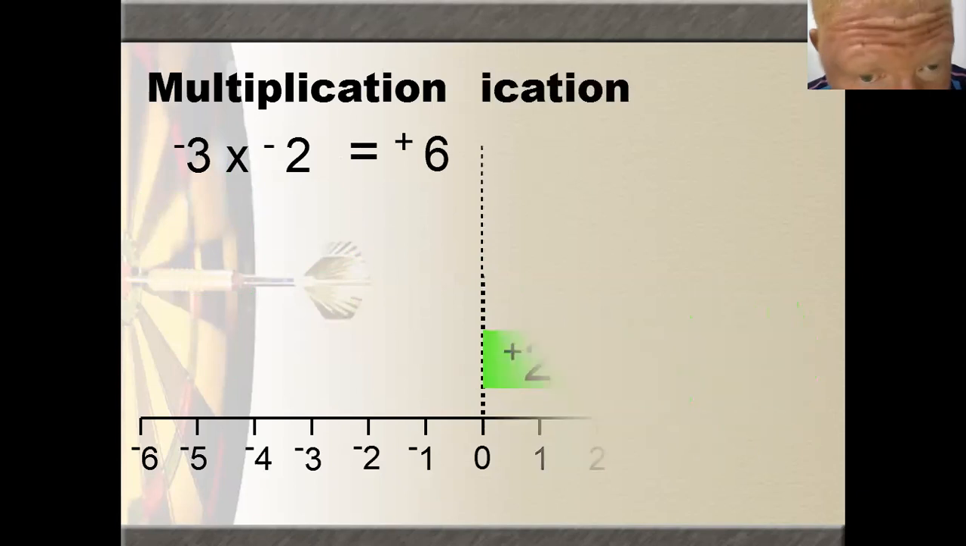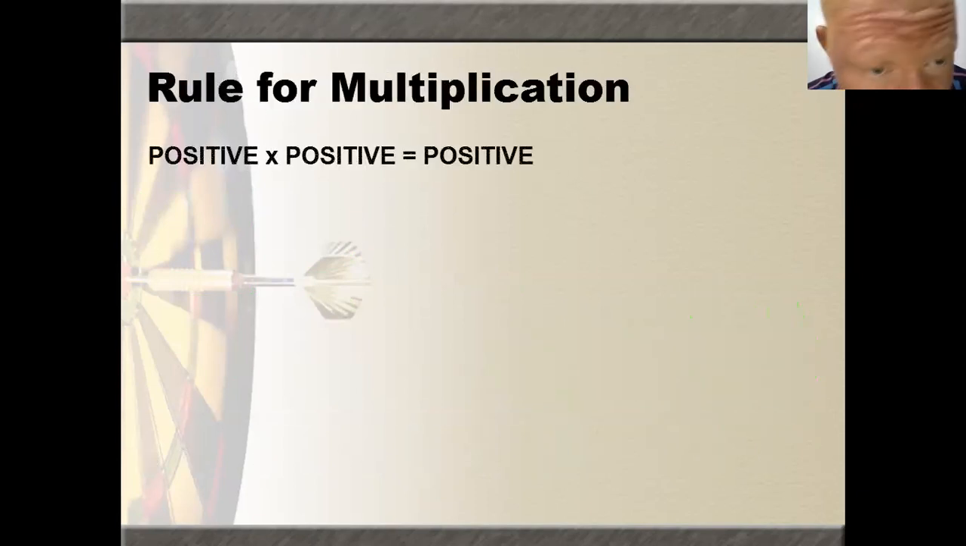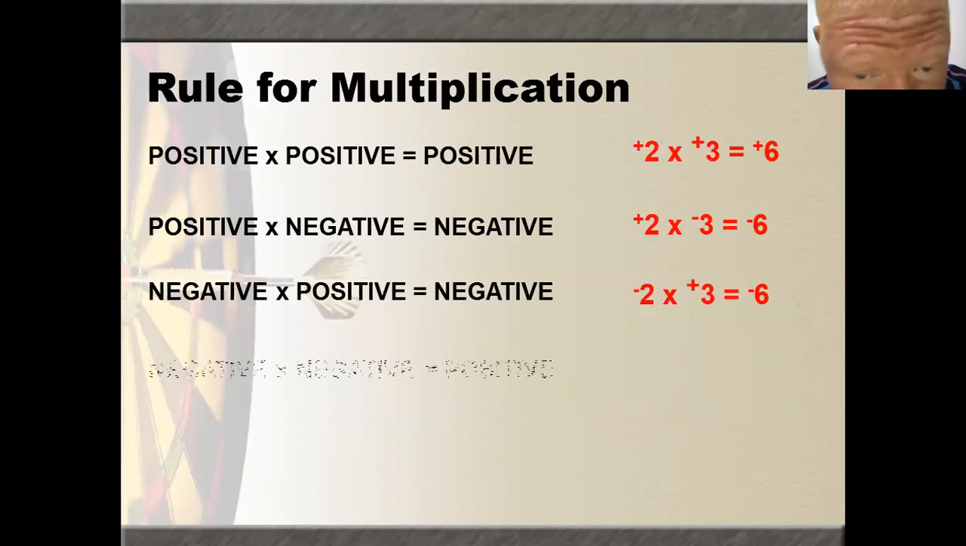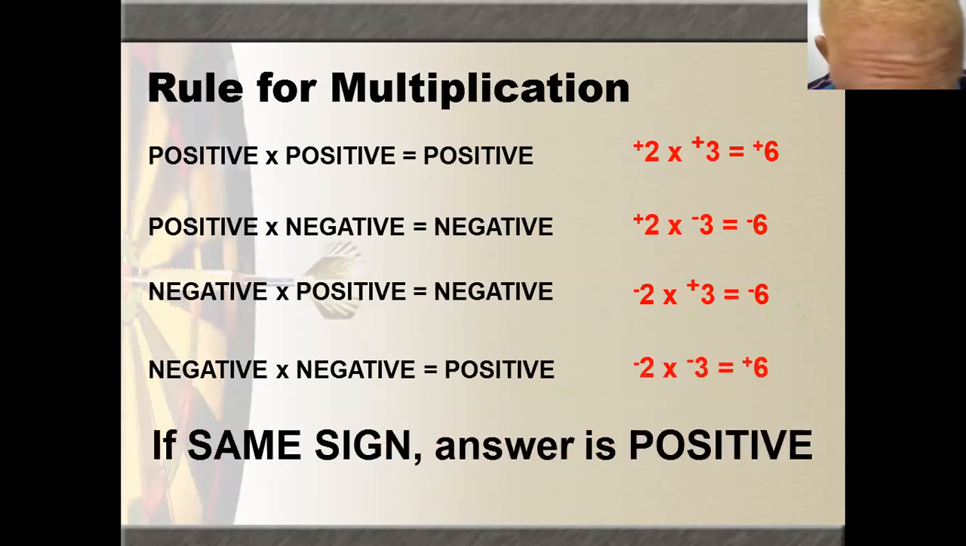So let us talk about rules for multiplication, and I want you to write this down. This is the one you have to write down now. Write this down. You have 2 minutes.